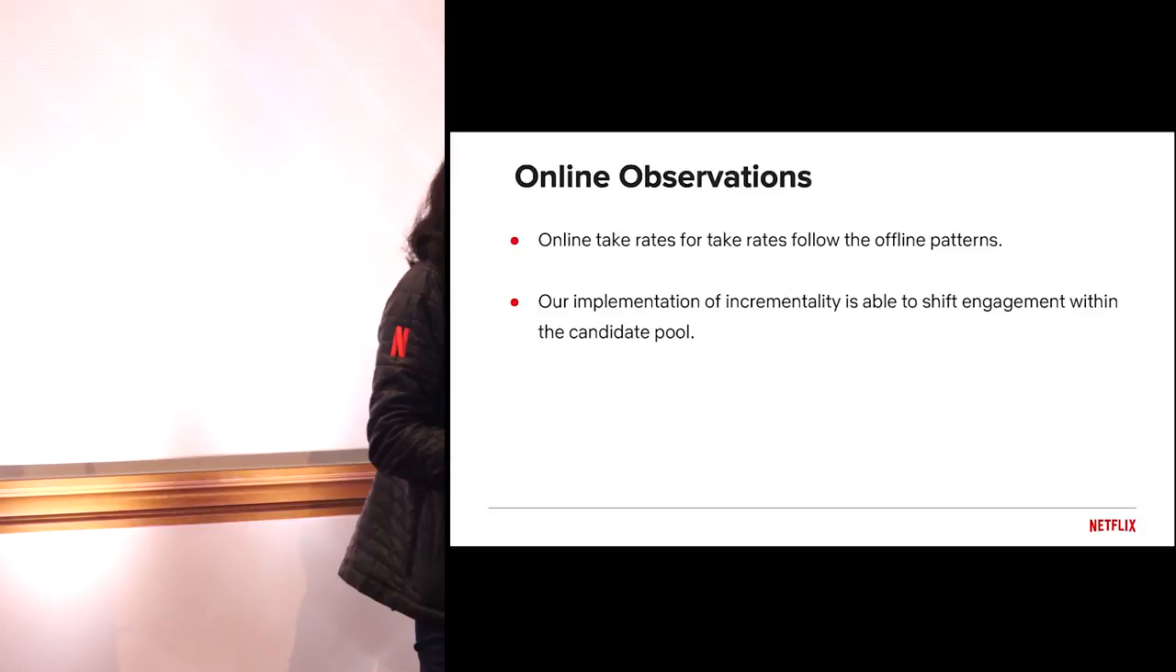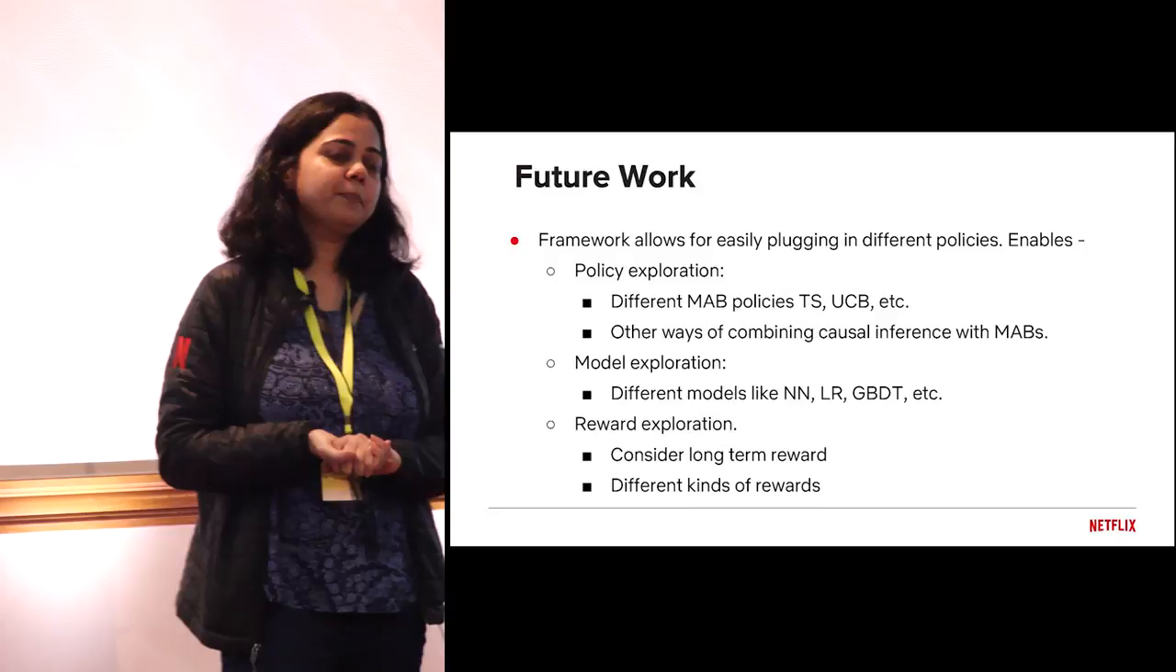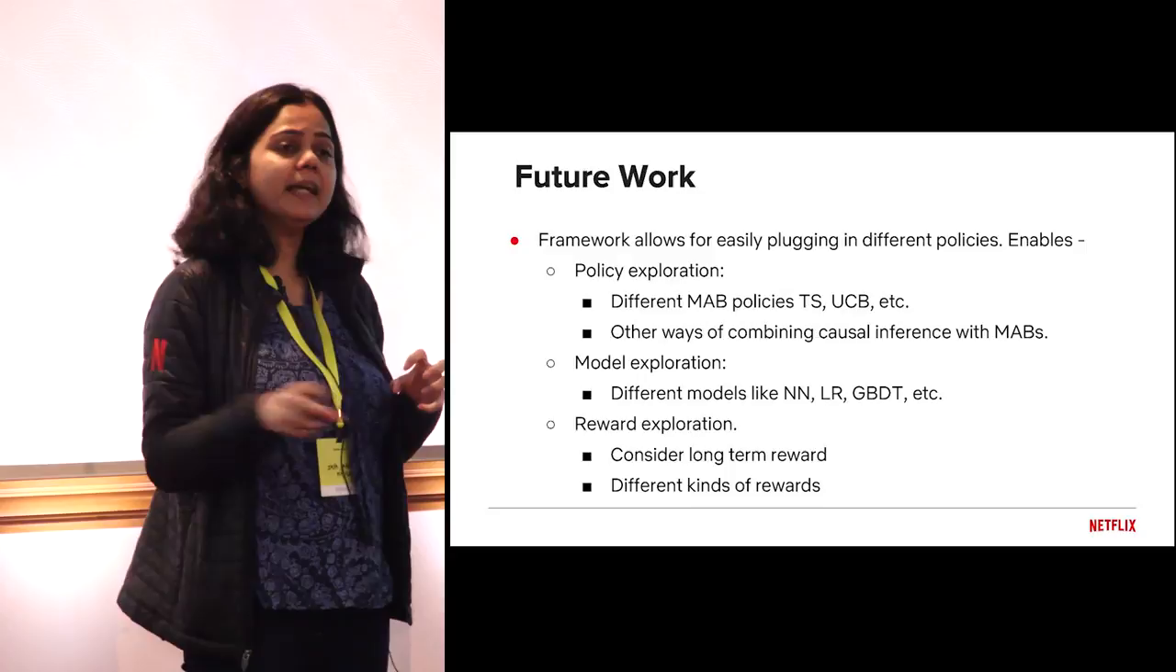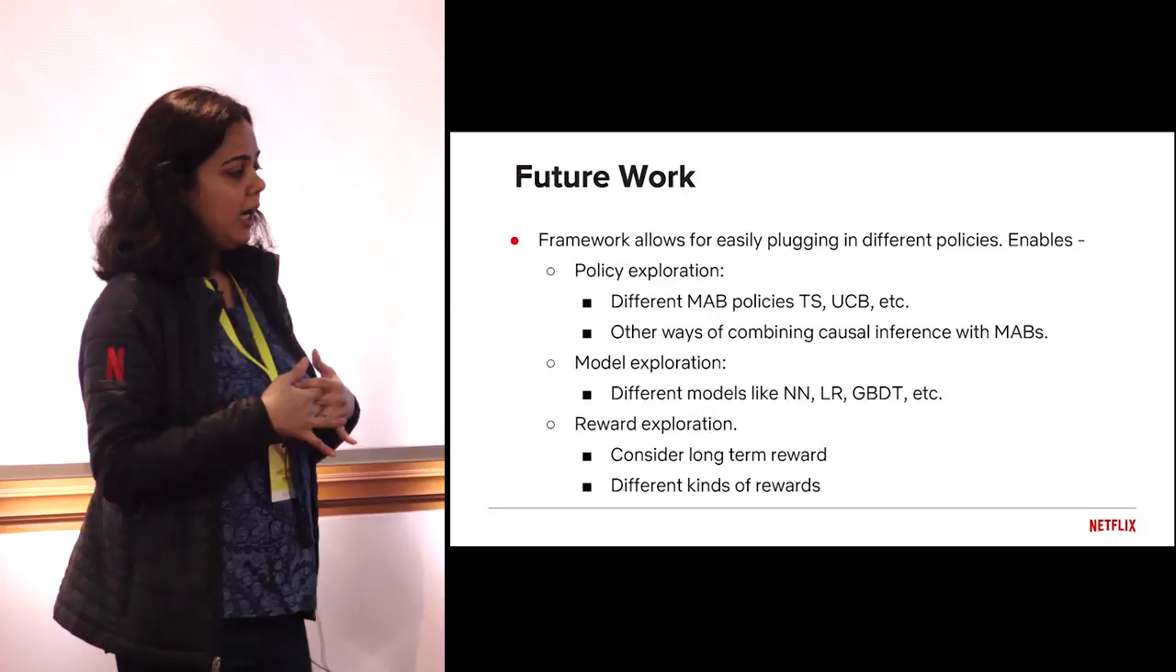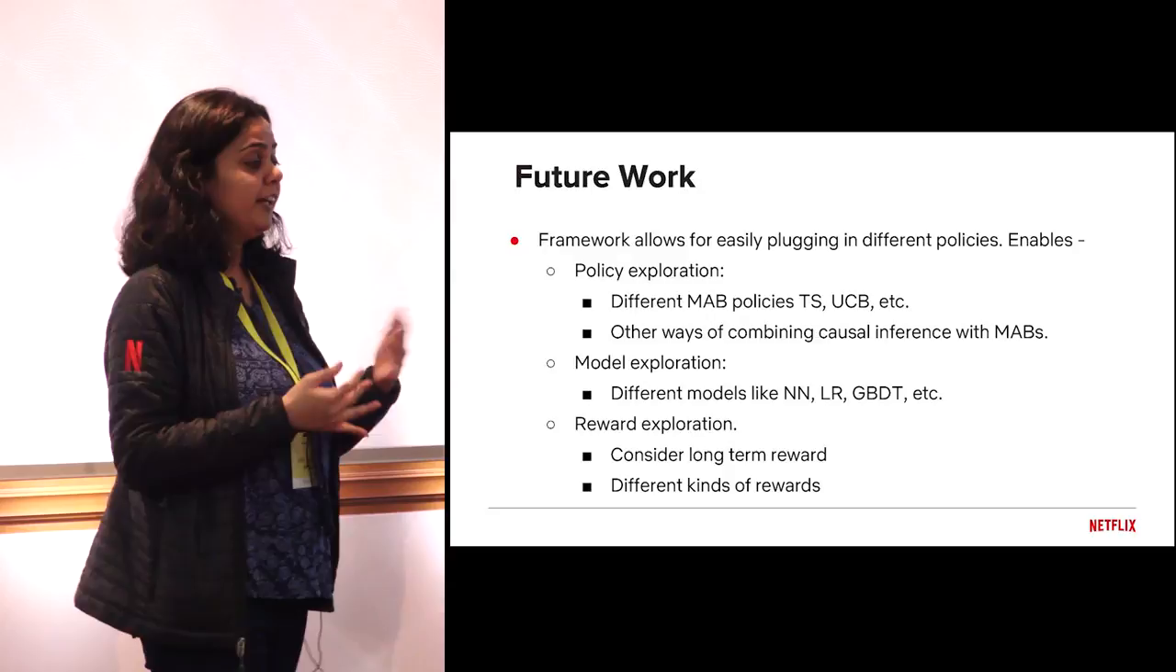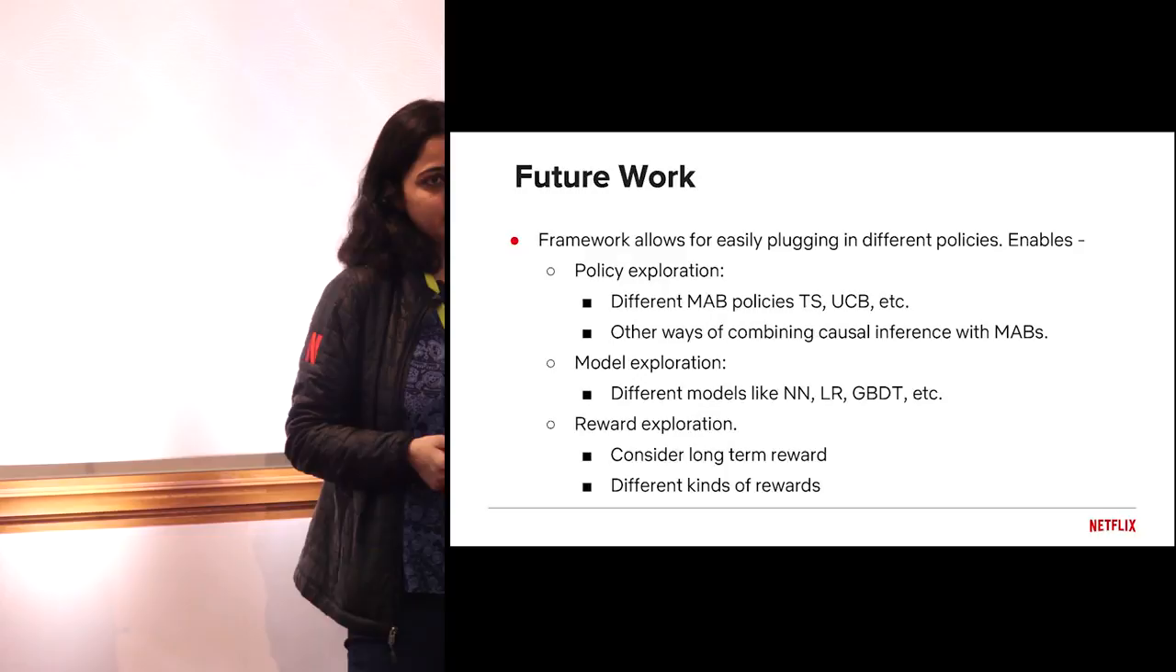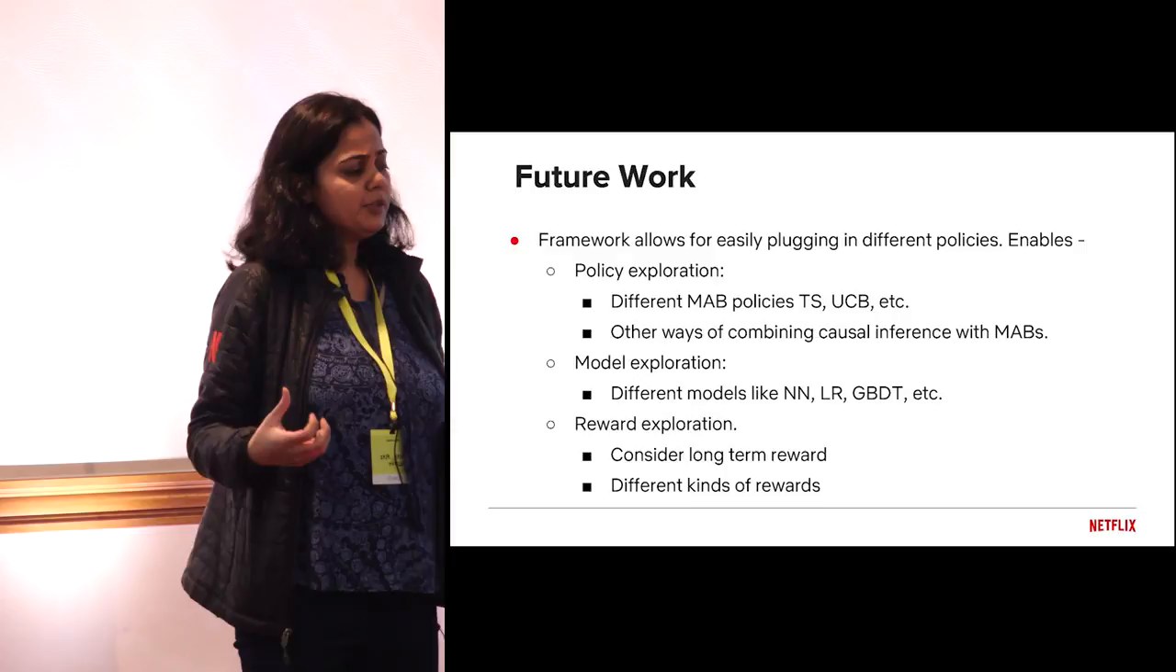So far we have seen that we provided a general framework for recommendation of multi-arm bandit algorithms. We can plug in different multi-arm bandit policies. We showed an example of two simple policies. But the framework is very generic and enables research in various directions. For example, research in the direction of policy exploration. Now we can plug in different multi-arm bandit policies, for example, Thompson sampling, UCB, etc.